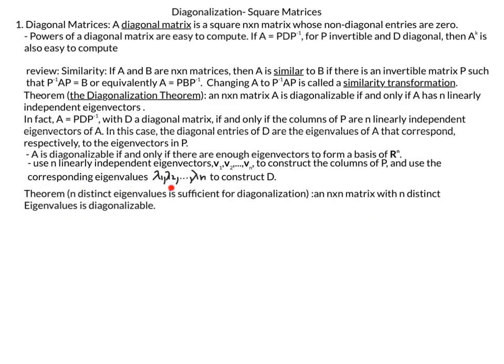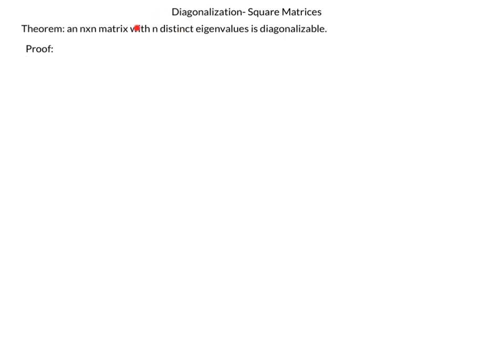Our next theorem gives us a sufficient condition for diagonalization. That is, n distinct eigenvalues is sufficient for diagonalization. The theorem in particular says an n by n matrix with n distinct eigenvalues is diagonalizable. I moved my theorem up here to give us some space for a proof.